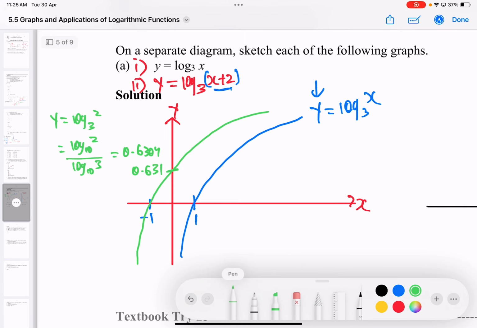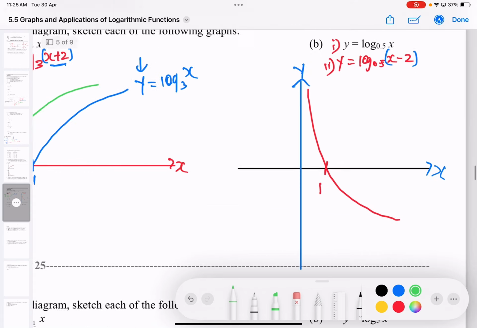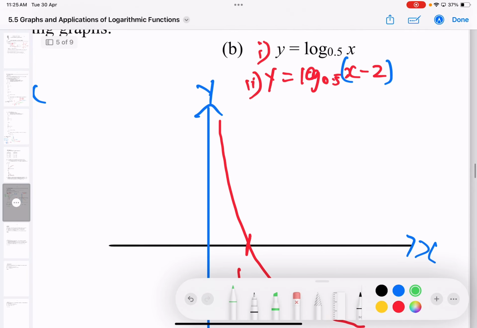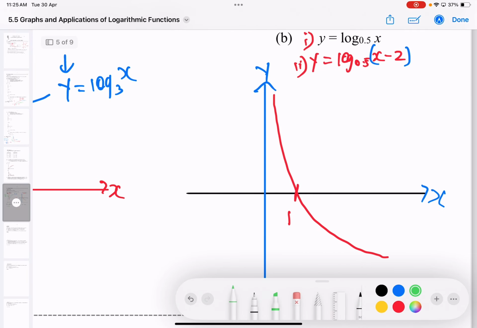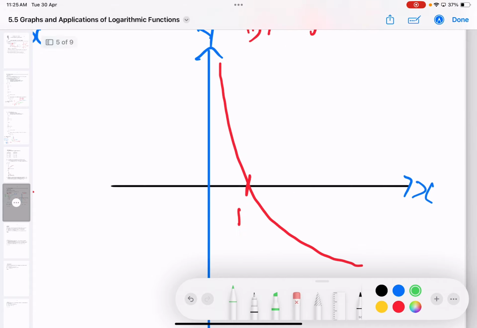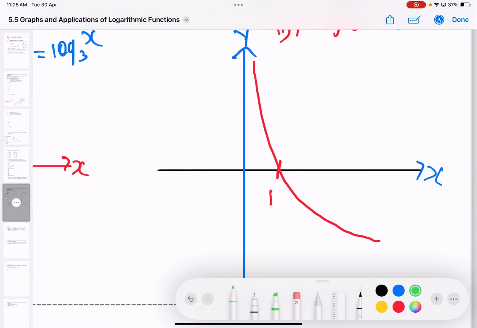Ladies and gentlemen, very simple. Just know where it shifts, left or right, that's all. Next one. Here, minus 2. Minus 2 means go where? Right, it goes to the right. Here is the easiest because we do not need to write the intercept. So it'll just be like this, and here is 3.